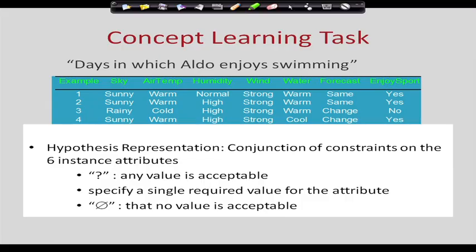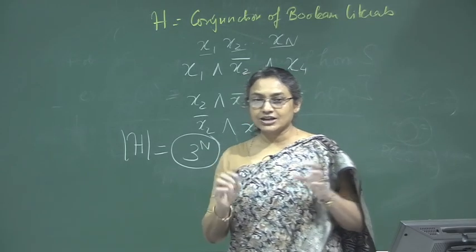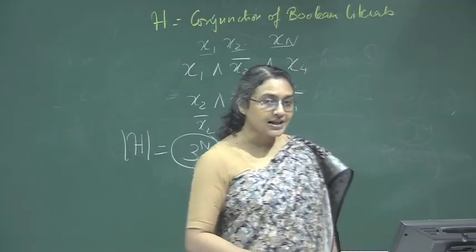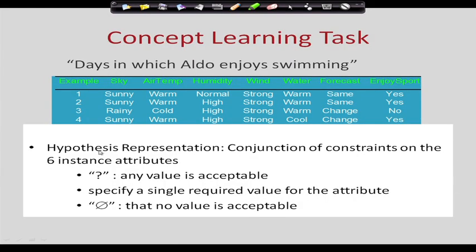Now, a conjunction of literals is our hypothesis space, and a conjunction can be represented as follows. For every attribute in a particular hypothesis, that attribute may occur in the positive form, may occur in the negative form, or may not occur. If it does not occur, any value of that attribute is acceptable. So, I put a question mark when any value is acceptable, and otherwise I specify whether it is there in the positive form or negative form. Phi means no value is acceptable.